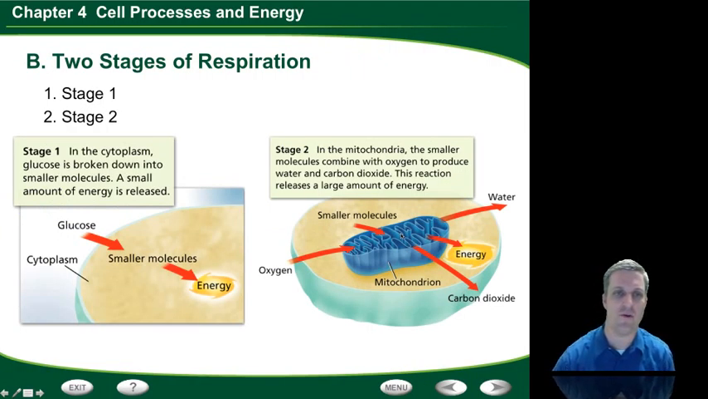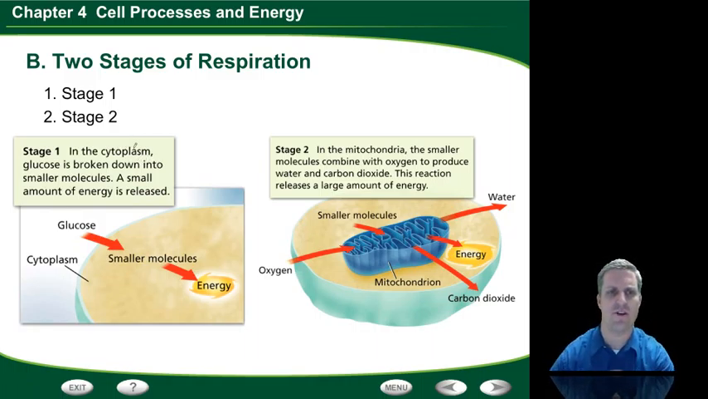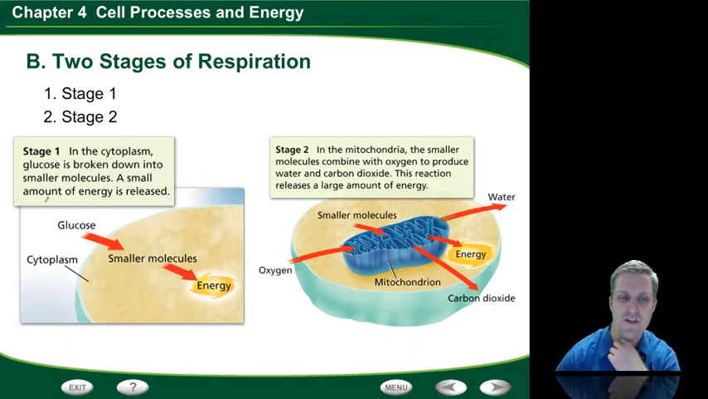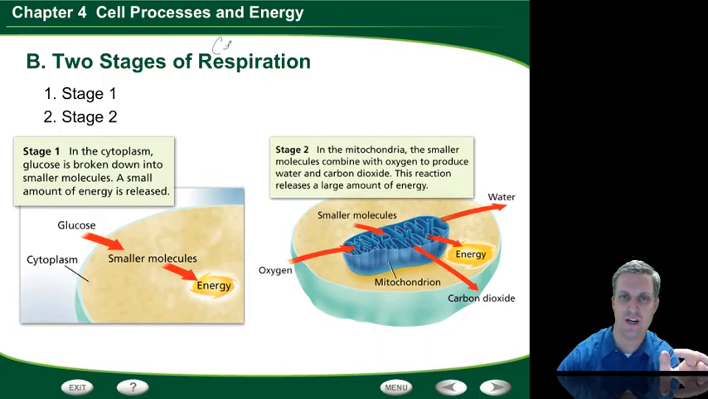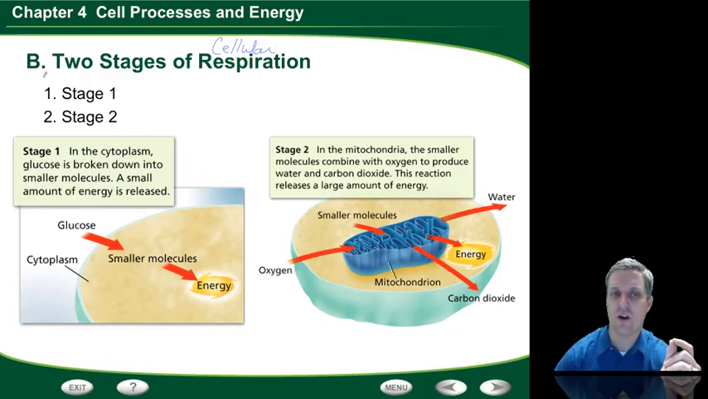So let's talk about the process. There are two stages of cellular respiration that we need to know. Stage one of cellular respiration is in the cytoplasm. We have to go back to where it began before we even get into cellular respiration. Remember, we're talking about the cellular. What we start with before stage one is the regular process of digestion.